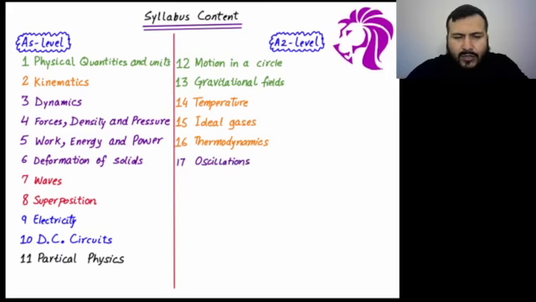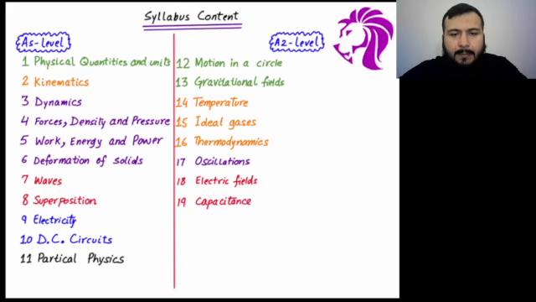Now this new chapter, a brand new chapter, you would have no sense of this from IGCSEs. It's oscillations, or more simply, the more popular name for this chapter is simple harmonic motion. Then you have chapter 18, which is electric fields and capacitance.